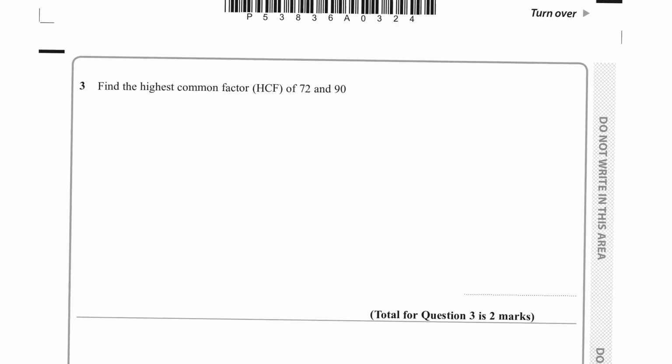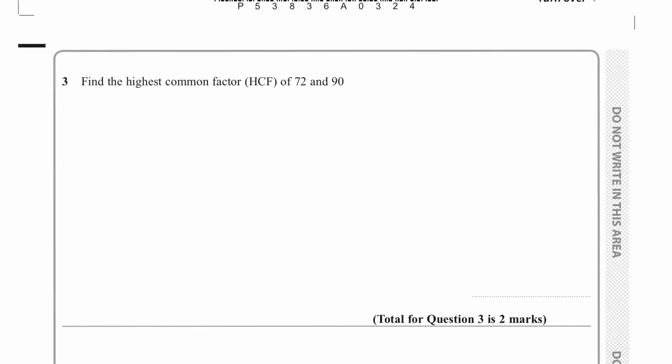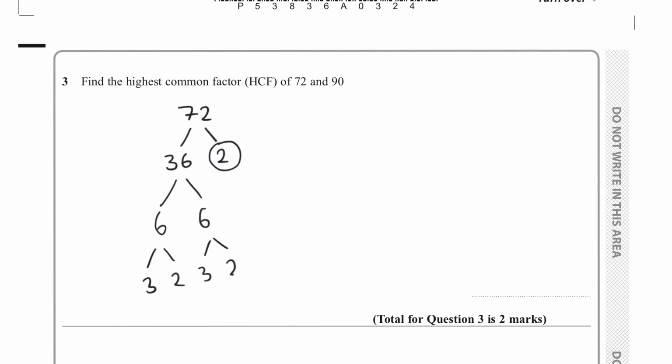So question 3 says find the highest common factor of 72 and 90. So we're going to work out the prime factors of 72. There are different ways you can do it, but one of the ways is split up as 36 and 2, circle that. Split up 36 into 6 and 6. Split 6 up further into 3 and 2 and 3 and 2. And I always circle the prime factors I find so I don't miss anything out.